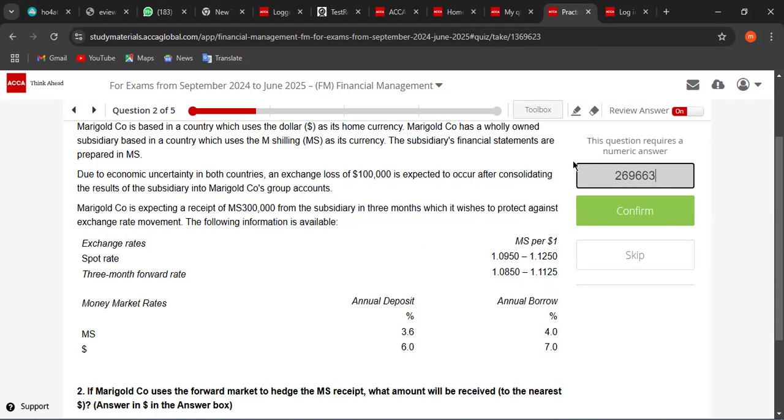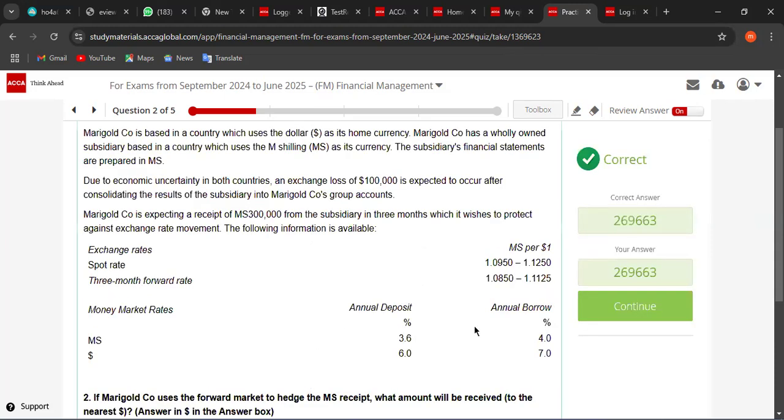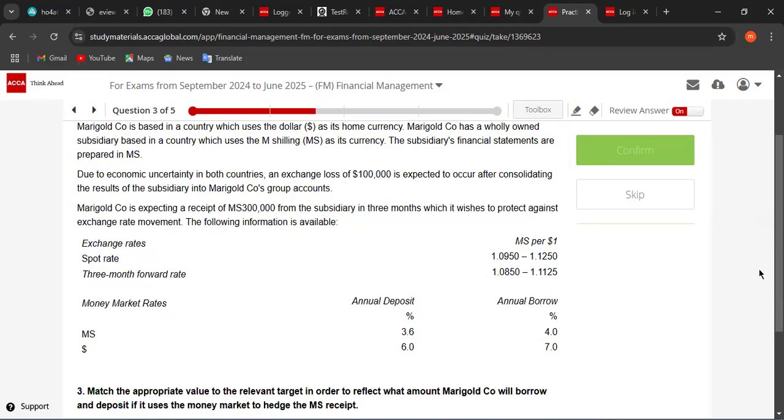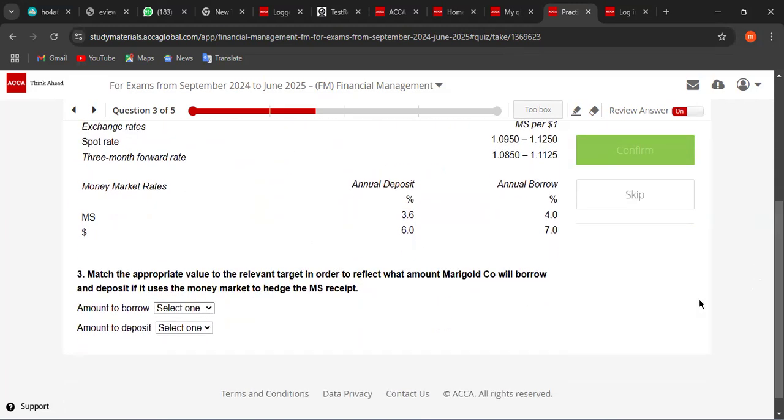269663 is the answer. Now, match the appropriate values to the relevant targets in order to reflect what amount M will borrow and deposit if it uses the money market to hedge the MS receipts.